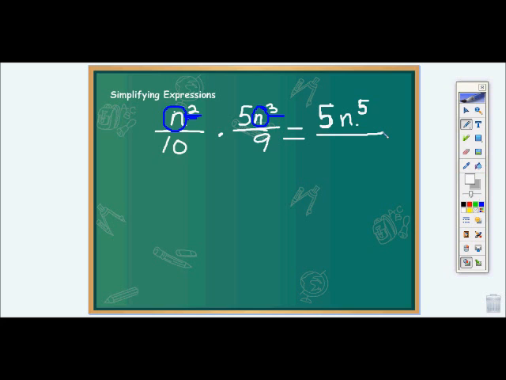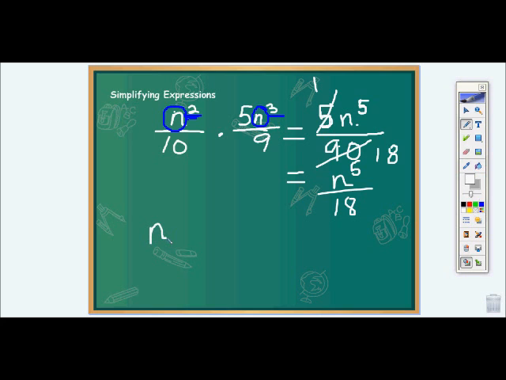So 10 times 9 is 90. Now, 90 ends in a 0, so I know 5 can go into it evenly. So I can say 5 goes into 5 one time, and 90 divided by 5 is going to be 18. And that one might not have been recognizable to you. So my answer would be n to the 5th over 18. Let's go back and I'm going to do some reducing.